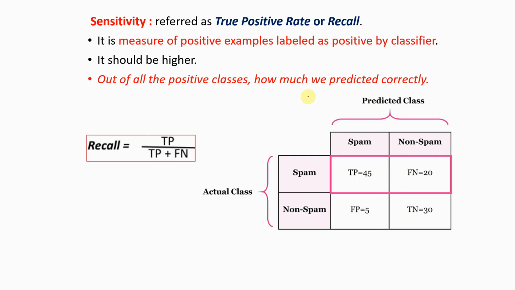The next is called sensitivity, or the true positive rate. It measures, out of all the positive cases, how many positives are classified correctly, or how many positives are predicted correctly. That is called recall, or you can just remember it is a row-wise calculation: totally how much is positive, and out of that how much is correctly predicted.